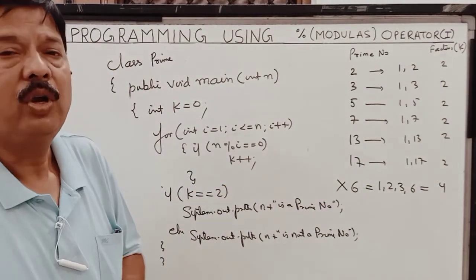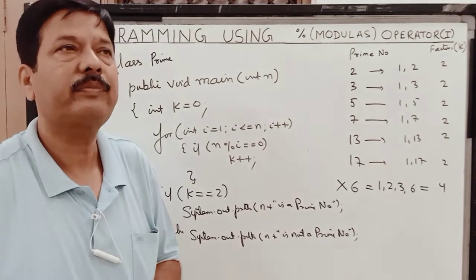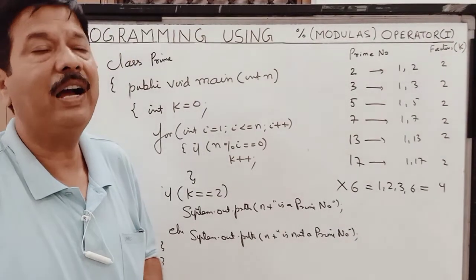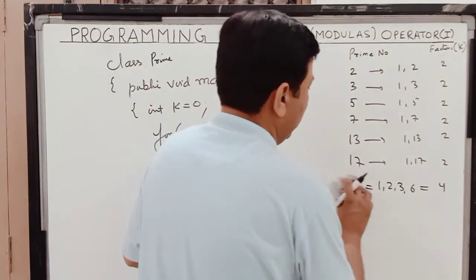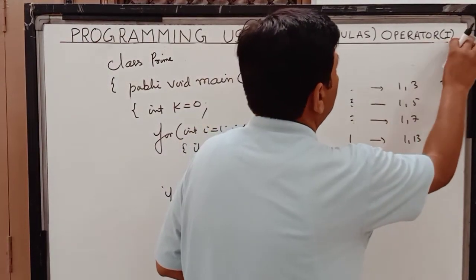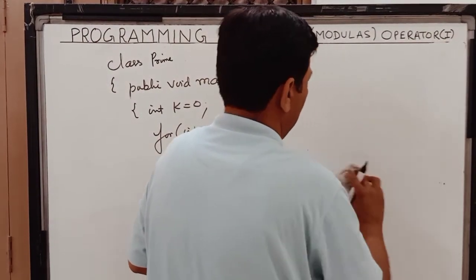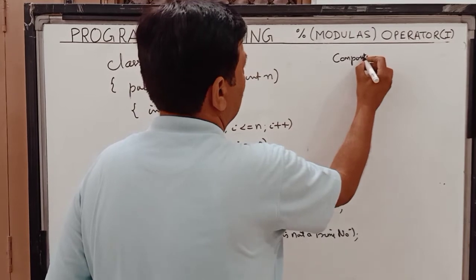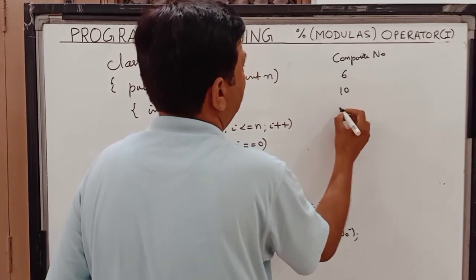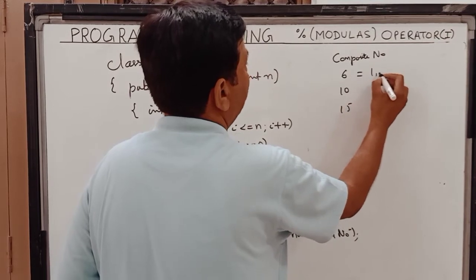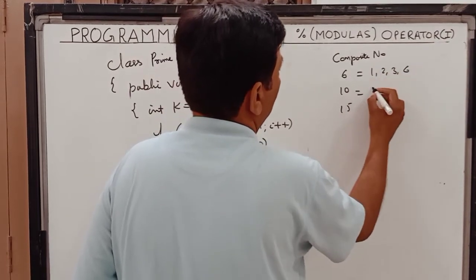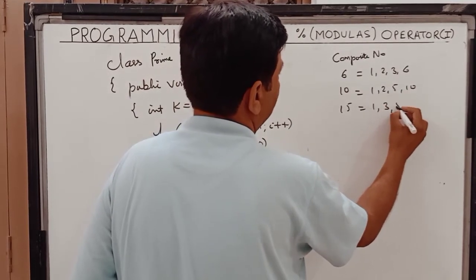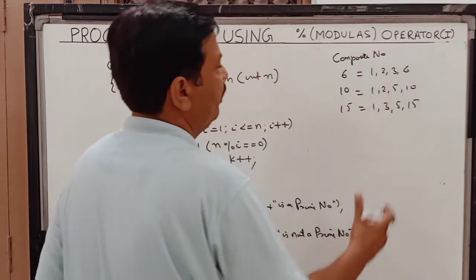Write a program to input an integer number and check whether it is a composite number or not. We can say that 6 is a composite number, 10 is a composite number, 15 is a composite number. Why? Because it is having more than 2 factors. This is having 1, 3, 5, 15. So all these numbers are composite.